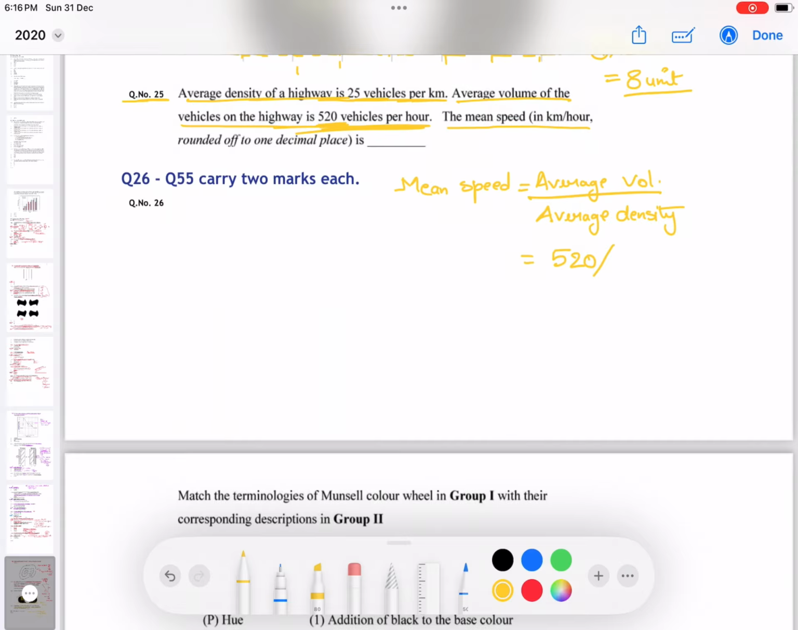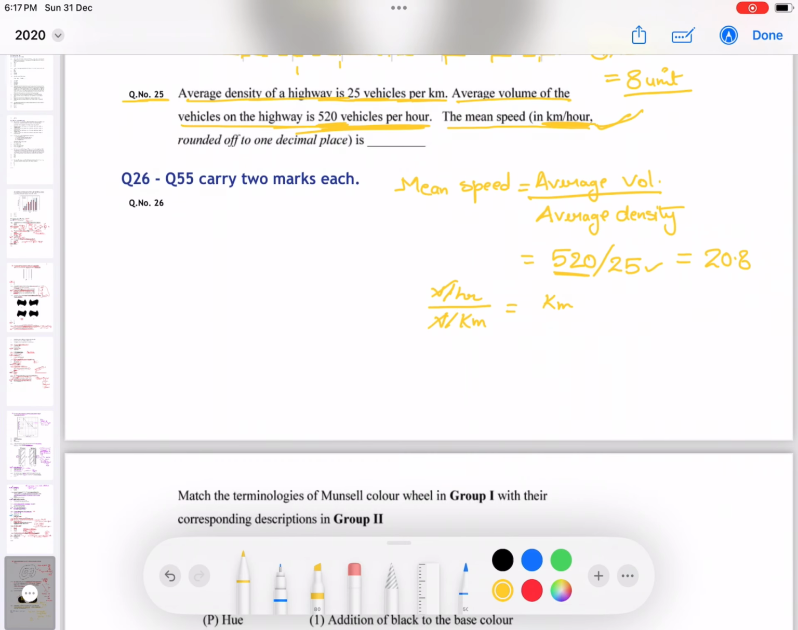So volume is given as 520 vehicles per hour, and the density is 25 vehicles per kilometer. By solving it, we get 20.8. Or you can also go with this approach. They have mentioned the unit here, kilometers per hour. So by this you can also create your own formula. If we see 520 vehicles per hour, and here it is vehicles per kilometer.